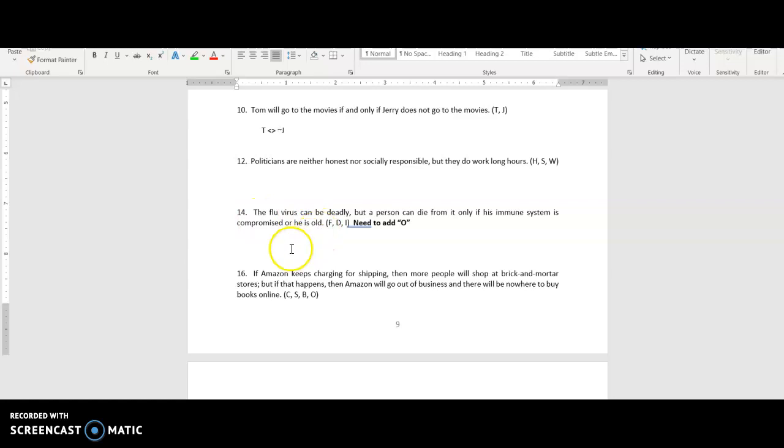Number 14. Notice this was added. This was written well before coronavirus, but seems to apply. And I think this one had a missing letter. I think that's why I wrote it needs to add O. So let's take a look.